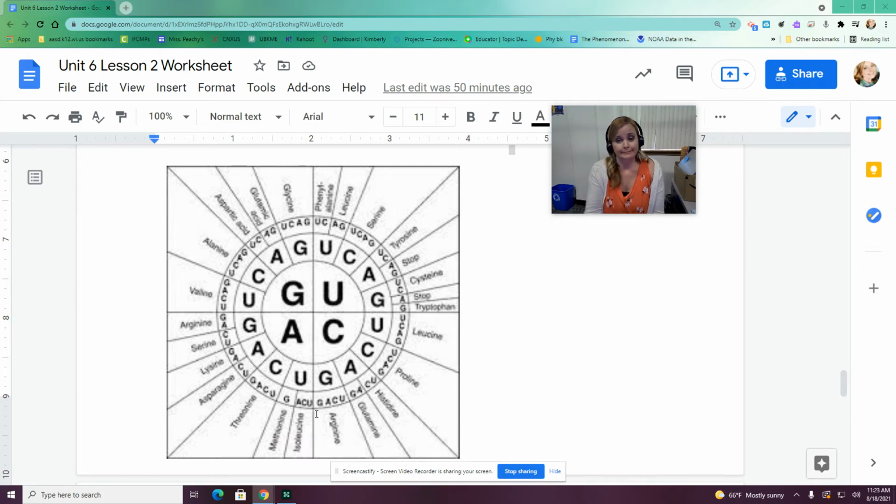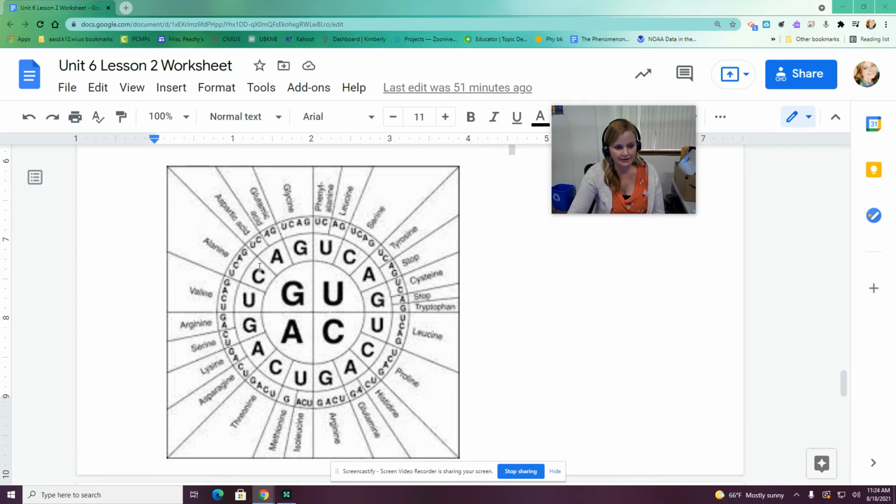The circle chart, my favorite, right? You're going to do it like this. You start in the middle of the circle and you find G. And that limits us to this upper left quadrant. And then you go out one ring of the circle and you find C. Now that's limiting us to this particular wedge right here. And then we go out one more to U, and this tells us it's alanine.